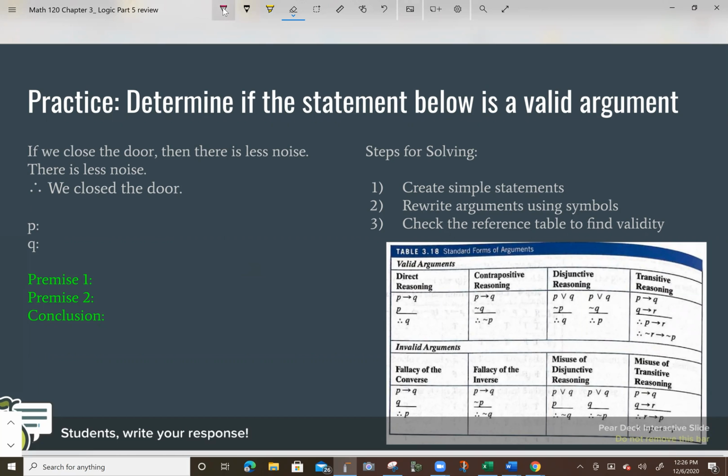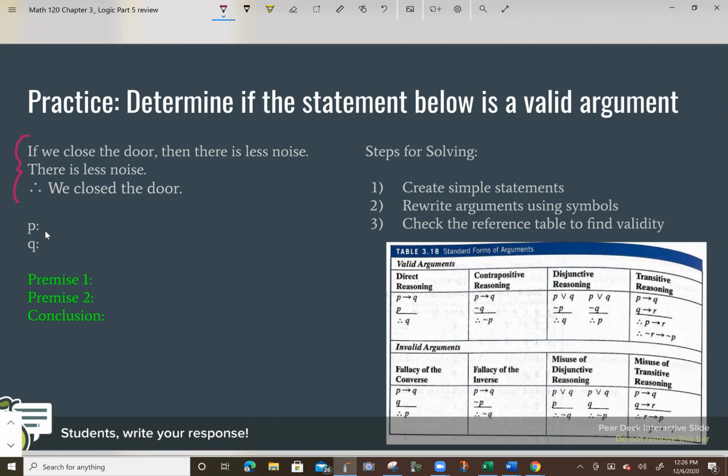This statement at the top, or a similar statement at the top, actually 3 similar statements at the top. It's a 3-piece question. If we close the door, then there is less noise. There is less noise, therefore we close the door. Remember those 3 dots are "therefore," or in different types of mathematics, QED, for quod erat demonstrandum.